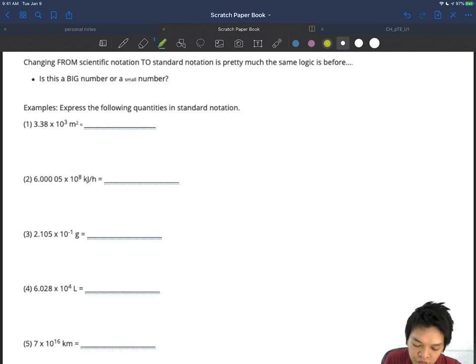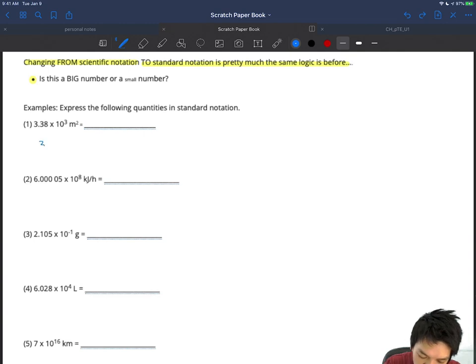Now we're changing from scientific notation to standard notation, and it's going to be pretty much the same logic as before when we're converting from standard to scientific notation, so make sure you know how to do that first. Now, all we have to think about really is: is this a big number or is this a small number? Okay, so let's take a look at our first example, 3.38 times 10 to the 3. Now, I know this is a big number because we have a positive exponent here.